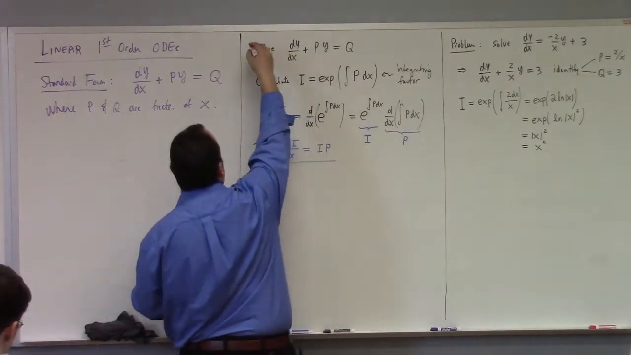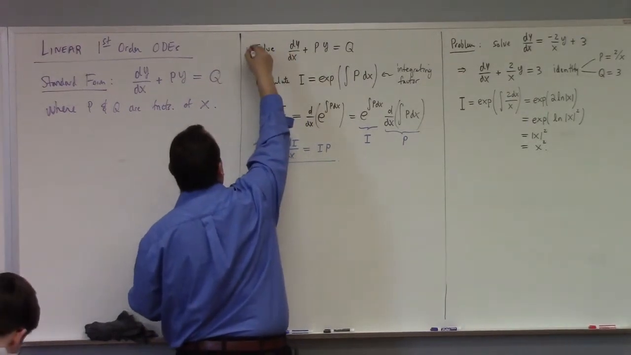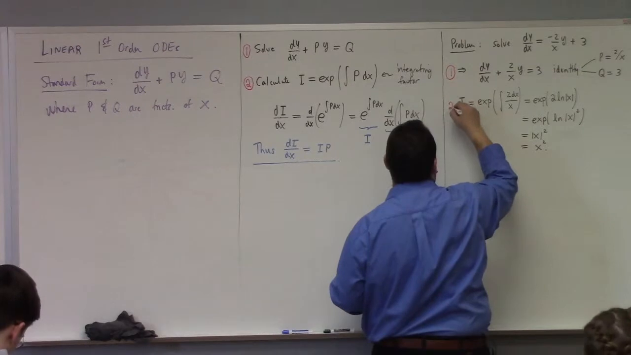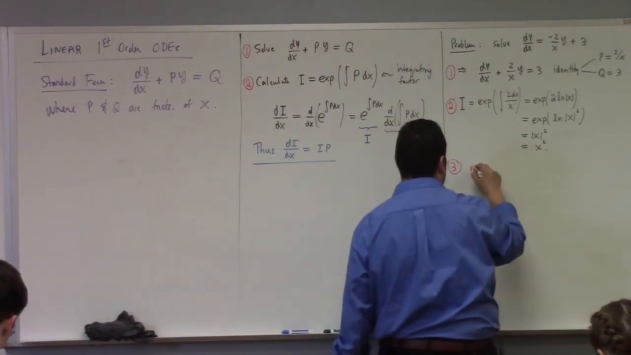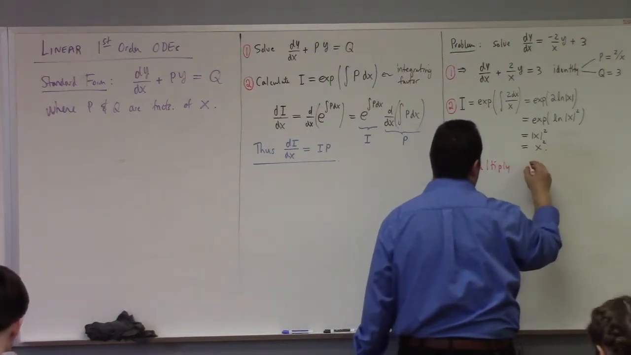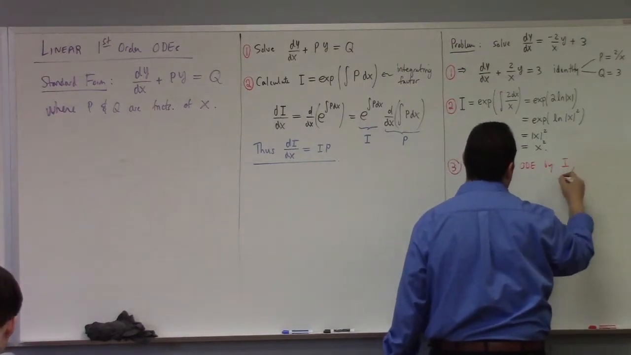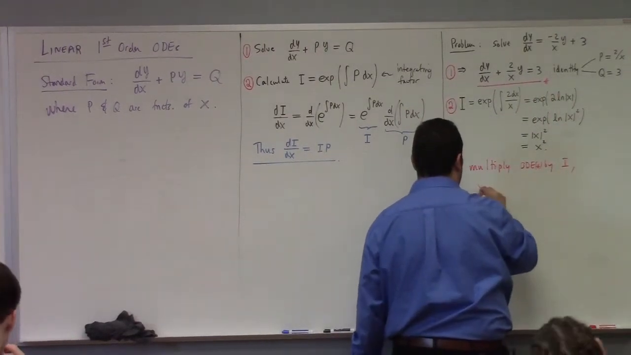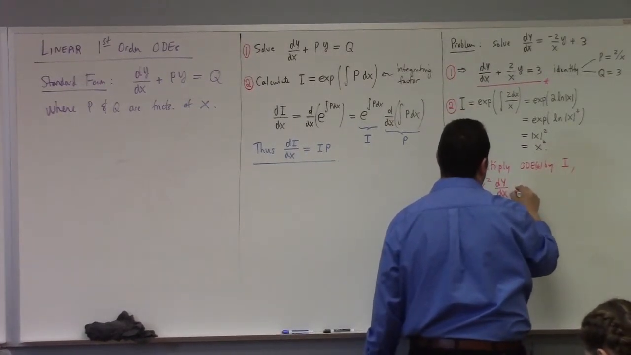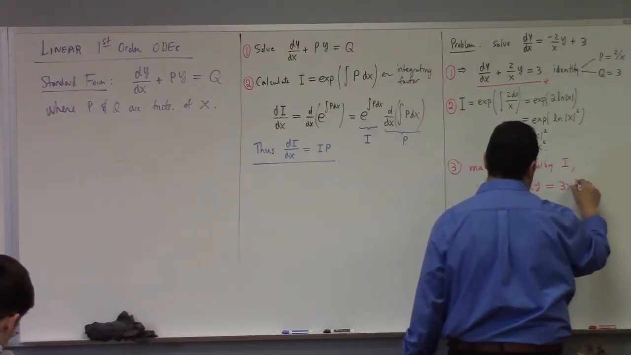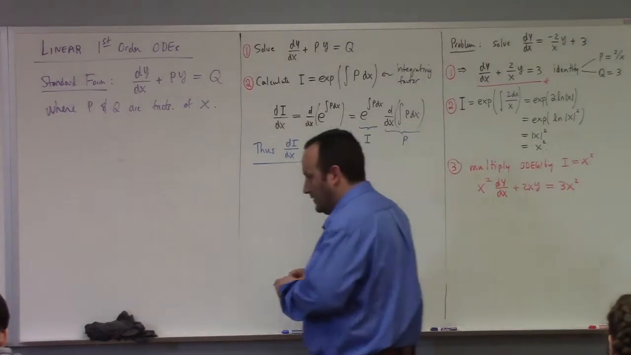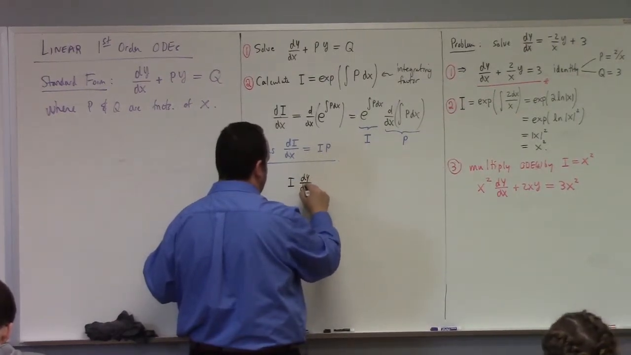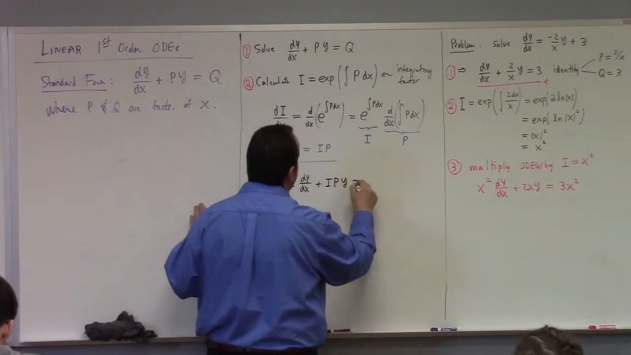So just to tell you, this was step number 1, identifying the problem. Step number 2, calculate the integrating factor. Step number 3 is multiply the ODE by I. So that gives me, and I'm talking about the standard form one, x squared dy dx plus 2xy equals 3x squared. For the generic one, it gives me I times dy dx plus IP y equals IQ.